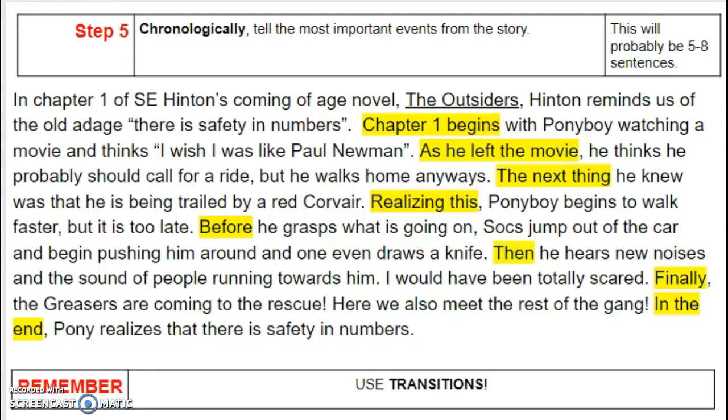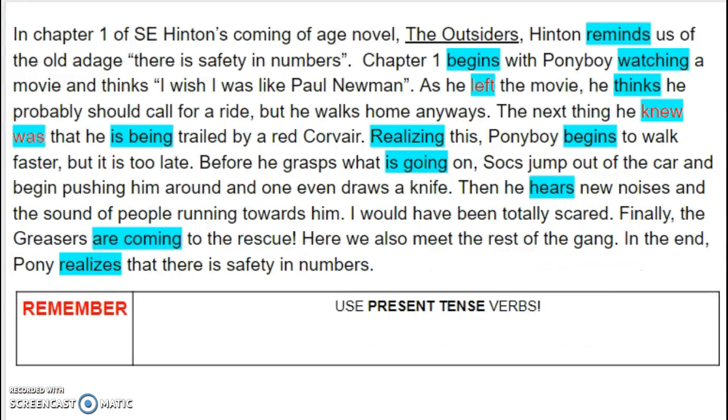Chapter 1 begins, as he left the movie, the next thing he knows, he realizing then, and then I finally at the end tie it up and put in the end, Pony realizes that there's safety in numbers. So I have a nice parallel structure here that I come back full circle to talk about that central idea. Now, after I write my paragraph chronologically and I use the transitions to show my teacher that I can use time order transitions and move them through that writing, I want to look at my verbs.